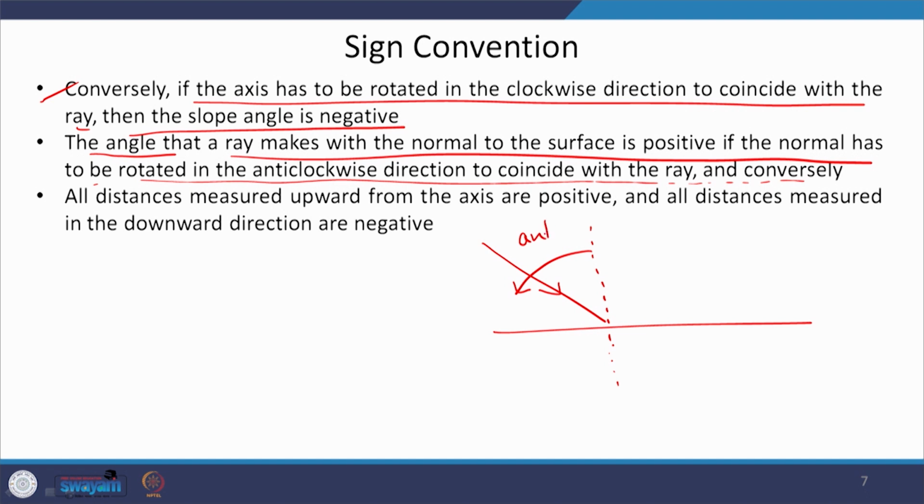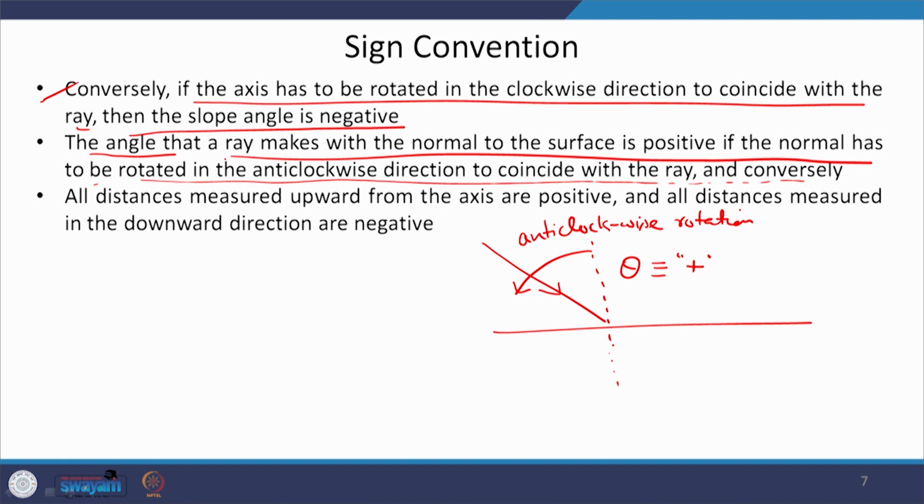This is anti-clockwise rotation, and therefore, this angle would be what? Since it is anti-clockwise rotation, this angle would be treated as a positive angle. I repeat, the angle that a ray makes with the normal to the surface is positive if the normal has to be rotated in the anti-clockwise direction to coincide with the ray. Instead of the axis, now it is the normal which we are rotating.